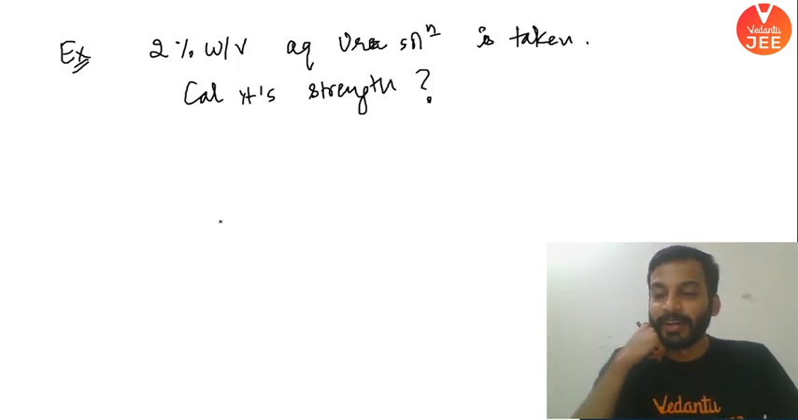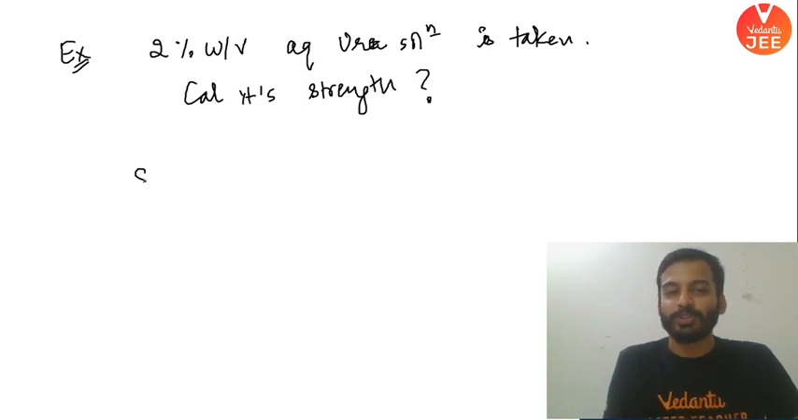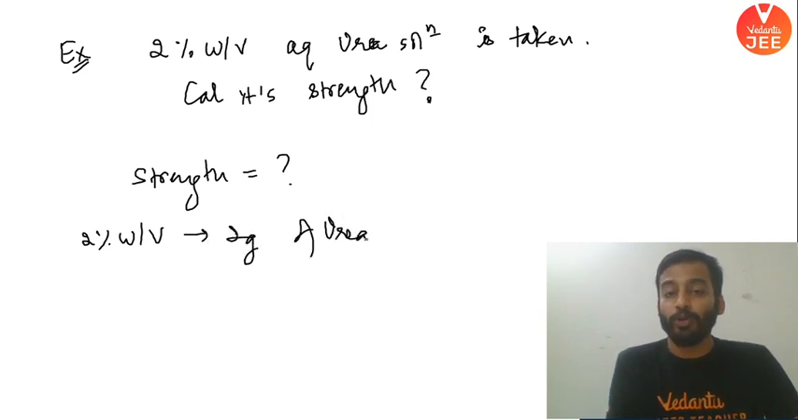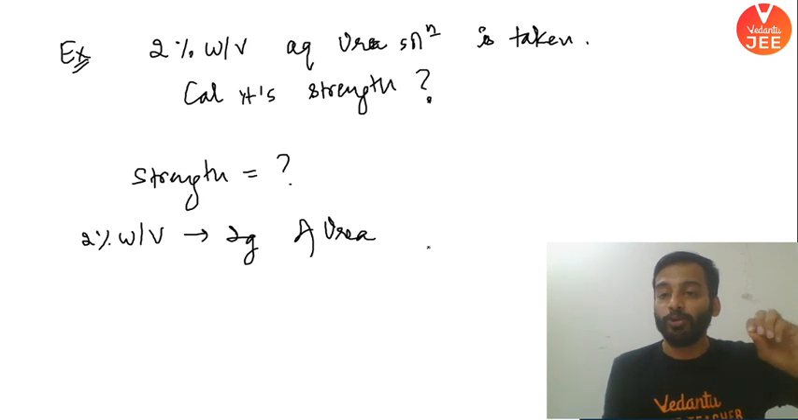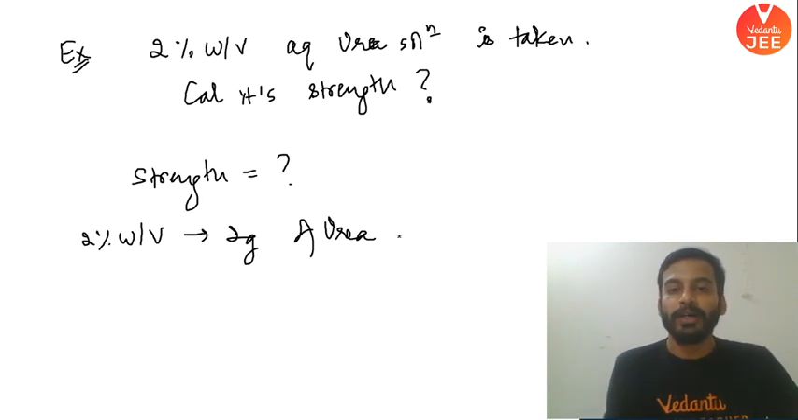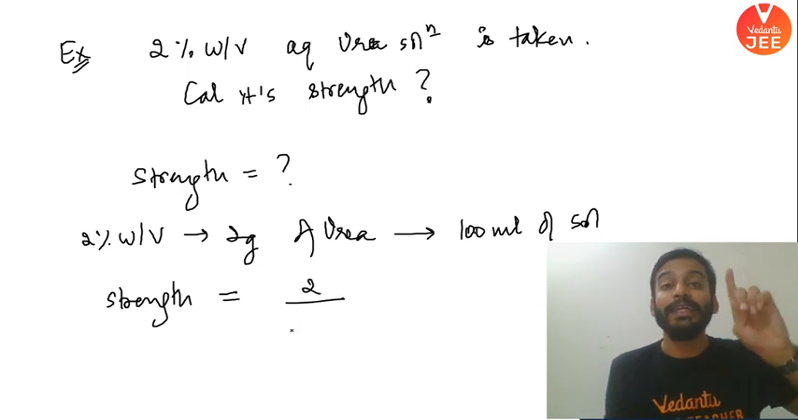I'm not interested. Now tell me, what is the answer to it? 20 is the answer. Very good. Look, simple, I just told you the formula for strength. To find strength, I told percentage W by V. 2% W by V means 2 gram of urea. I am teaching you to use the concept. I'm trying to teach you how to use the concept. 2 gram of urea is present in 100 ml of solution. Okay. So what is strength? Strength is in liter. 2 gram must be dissolved in 1 liter of solution.